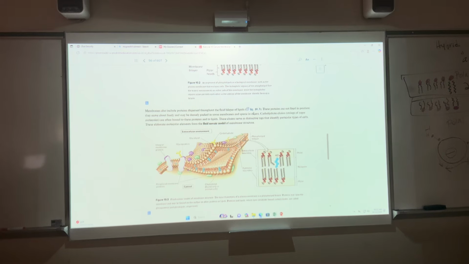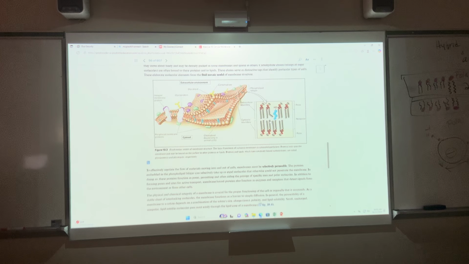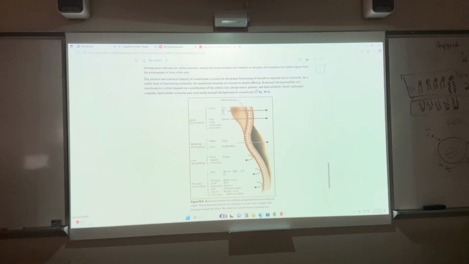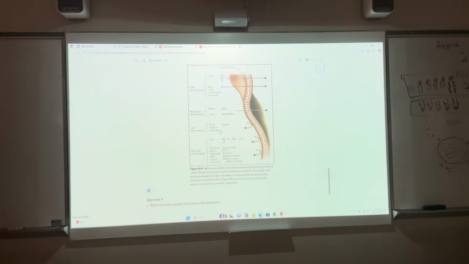So these chains serve as distinctive tags that identify particular types of cells. Selectively permeable, and we talked about there's a high permeability for gases, very small uncharged molecules. So the plasma membrane is very permeable to gases because gases are so tiny. That's why they are so welcome to pass through the plasma membrane. The moderate permeability is water and urea.